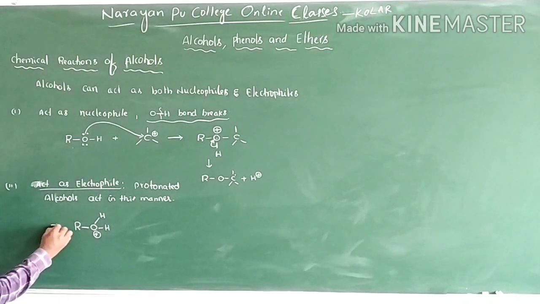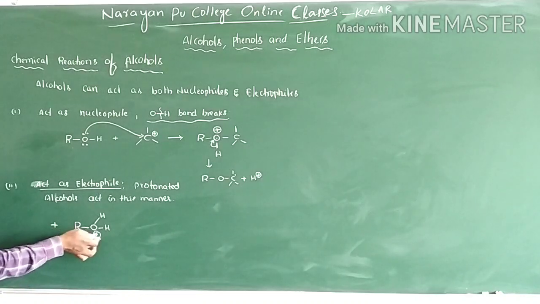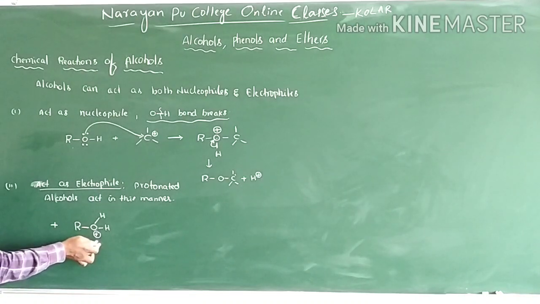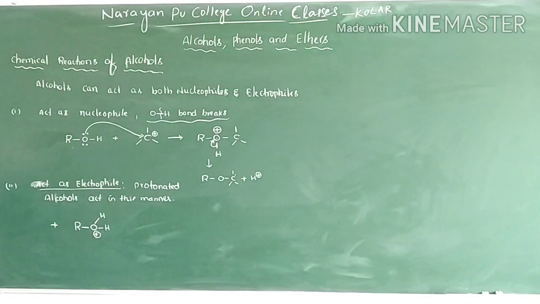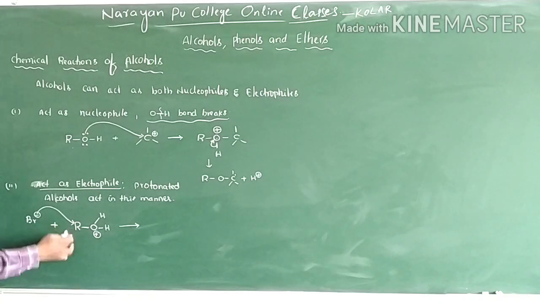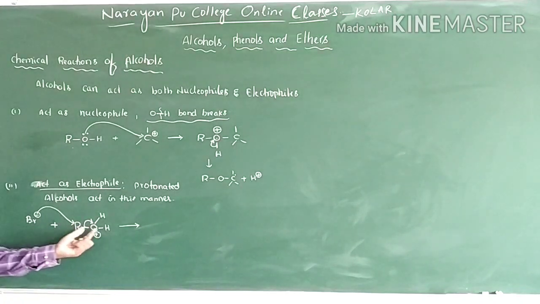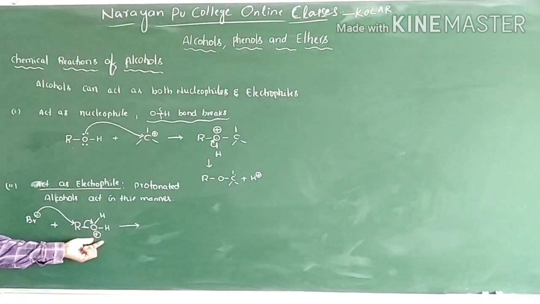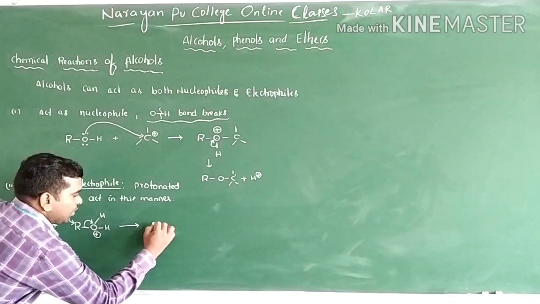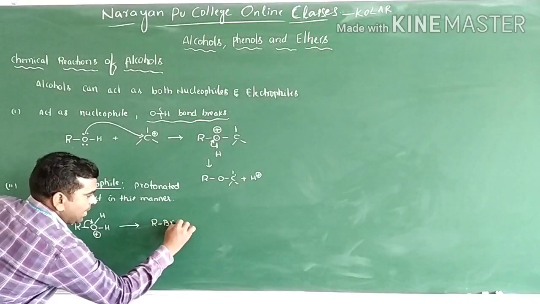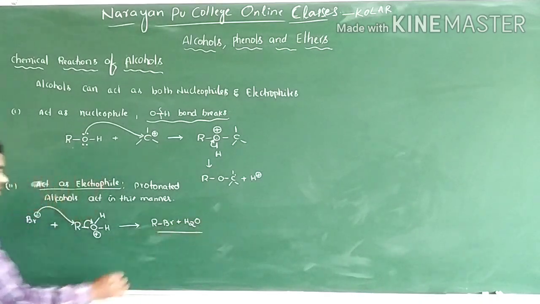Clear? Now it acts as an electrophile because it acquires positive charge. Positive charge species will be considered as electrophiles. So there will be a nucleophile that reacts with the electrophile. Then it makes a bond with the alkyl group. When it makes a bond, the other bond should break and move towards the oxygen, and then the positive charge on the oxygen will be neutralized. Then you will get RBr plus H2O. This is the reaction.